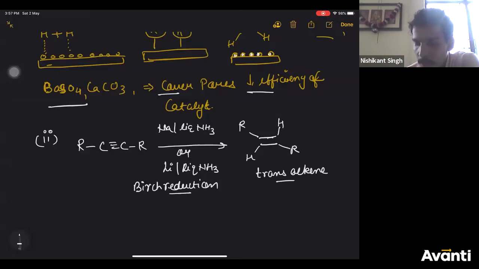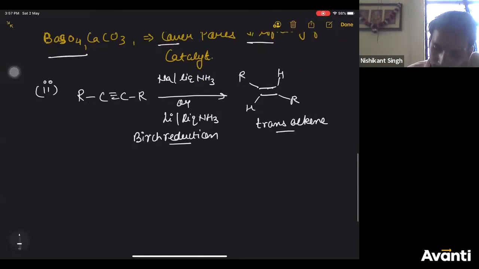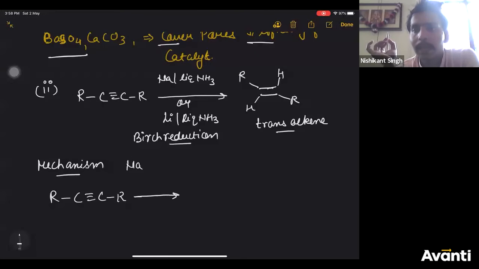It's a name reaction. Very, very important. Let us see how this mechanism works. I'll explain the mechanism of this reaction. If you take an alkyne, why you get trans will also be answered from there. So first, you have sodium. Whenever you use metals, the reaction goes by SET mechanism. SET means single electron transfer.